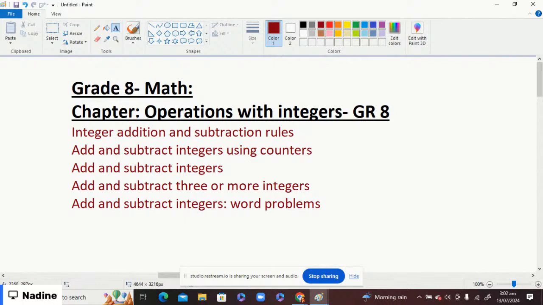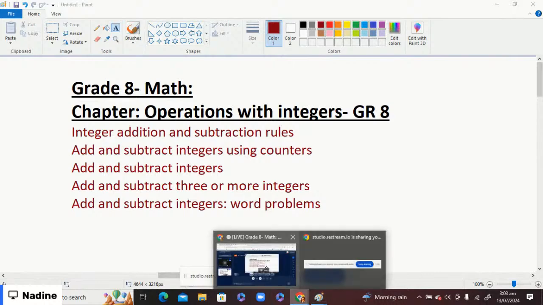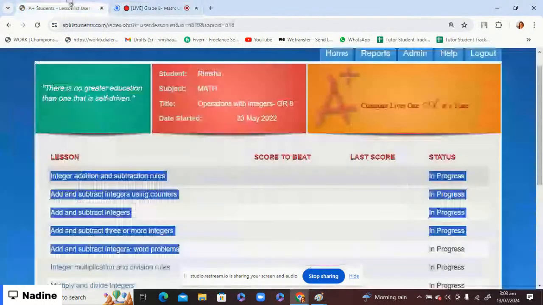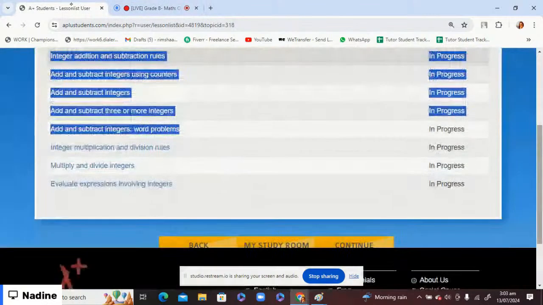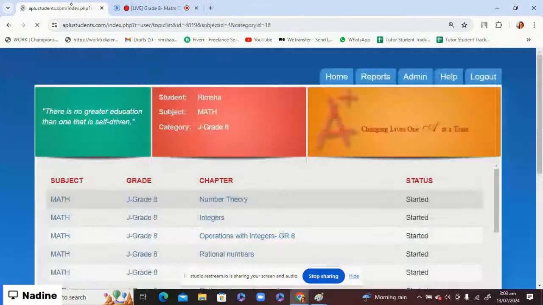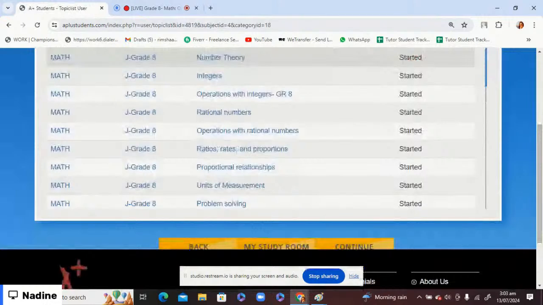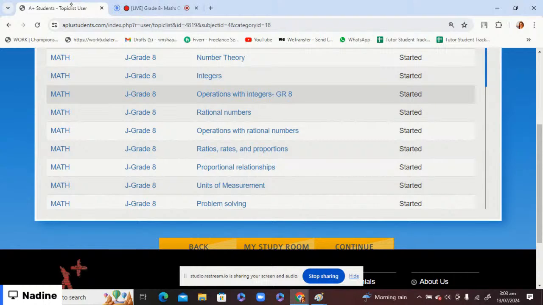You can find all the lessons on aplusstudent.com. You have to log in using the email and password provided by the administrator. Select maths from the subject app, scroll down to grade 8, and then here is the list of the chapters. So we are on the third chapter, which is operations with integers. So let's get started.